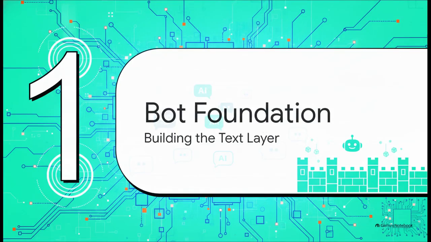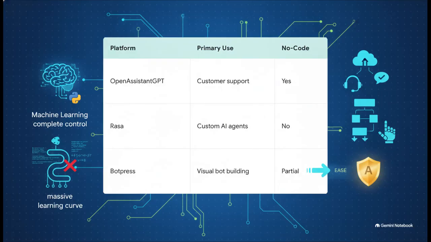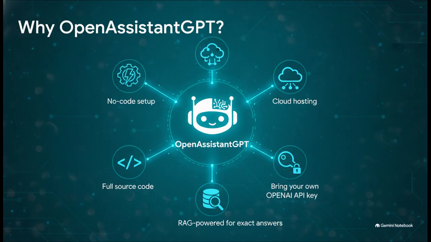All right, step 1. The open source bot foundation. We have to build that core text layer. Now, in this space, the trade-off between convenience and total control is always shifting. Rasa is still the absolute gold standard for dedicated Python and machine learning engineers who want complete granular control over intent classification. But it definitely has a steep learning curve. On the flip side, you've got BotPress, which gives you this great drag-and-drop visual flow. But based on our sources, for pure business application and rapid deployment, one platform is really pulling ahead of the pack.